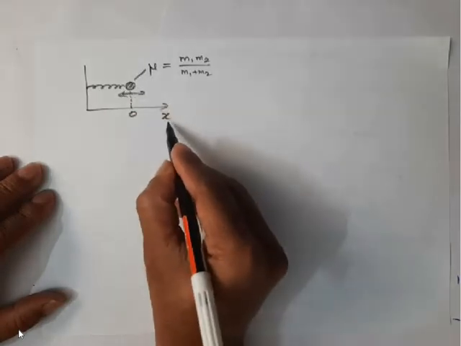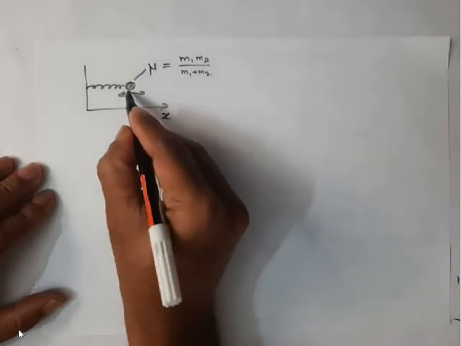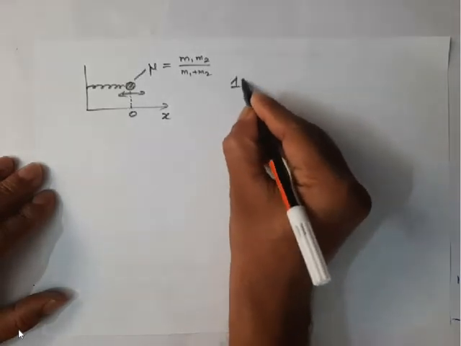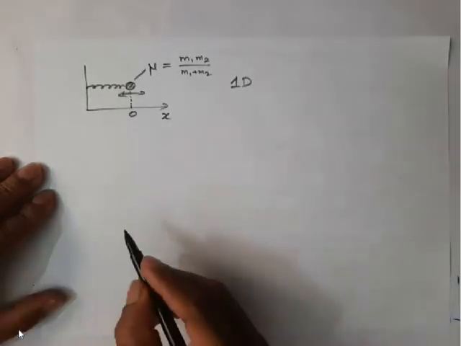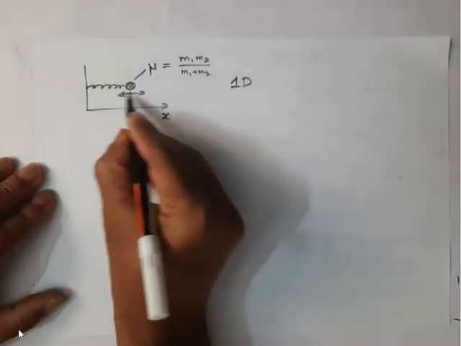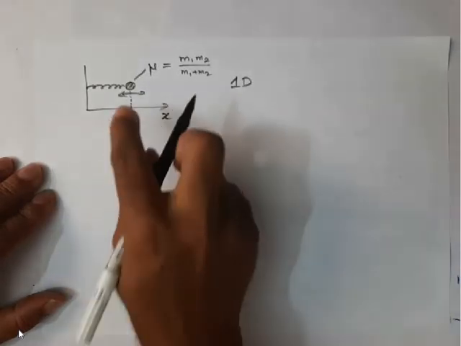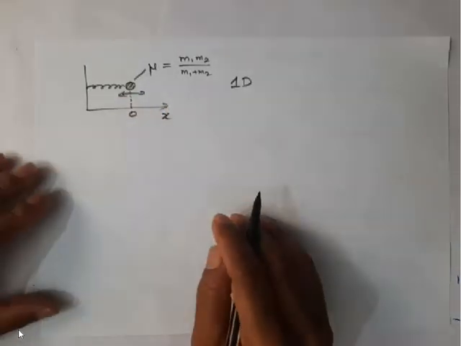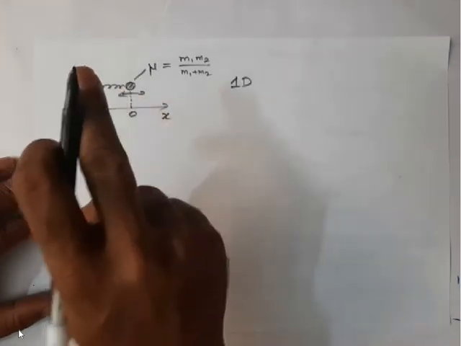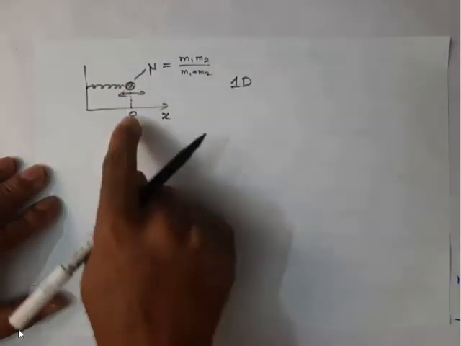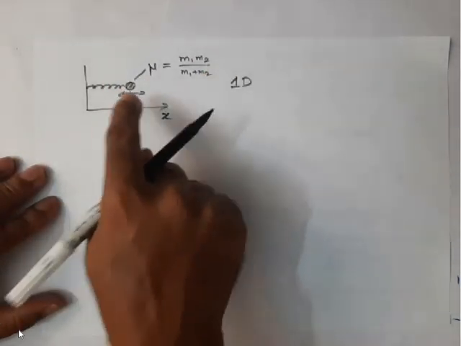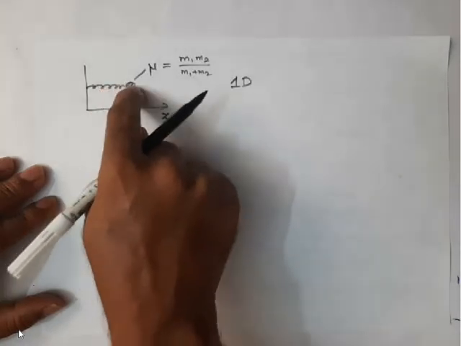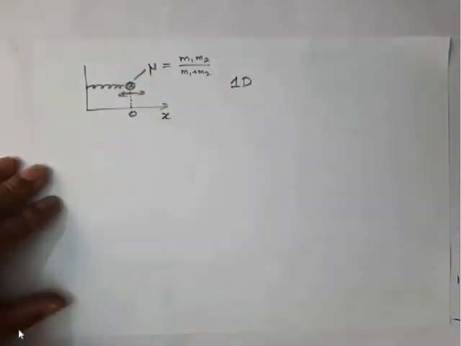Let us take that axis as the x-axis. Therefore, you can call this a one-dimensional motion. Since this motion is to and fro motion, you know very well to and fro motion is called oscillatory motion. Therefore it is an oscillator. Therefore this molecule or this object is called an oscillator.